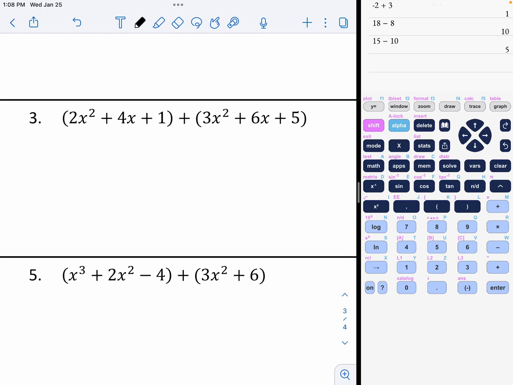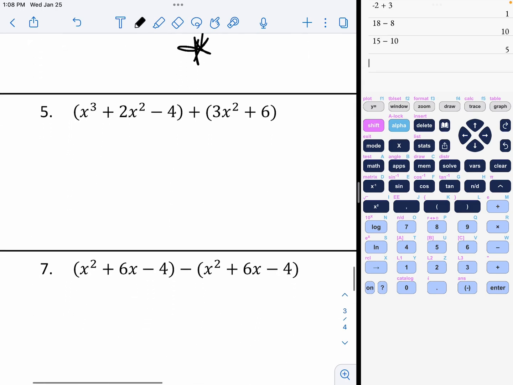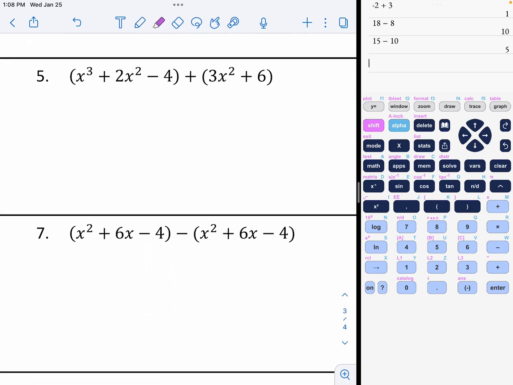Now let's do an adding one that's a little different. This one's very, very similar to the one up above. So I'm going to move down to this one, number 5 right now. So I have my first polynomial, which is a cubic trinomial, and I have my second polynomial, which is a quadratic binomial. I'm going to start with the highest one, and this is a plus problem. That's going to be x to the third.